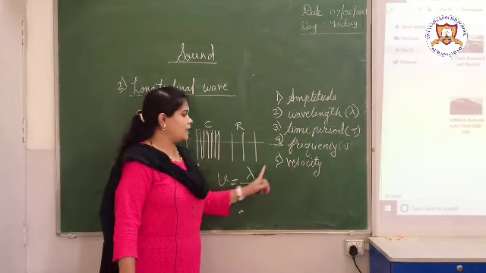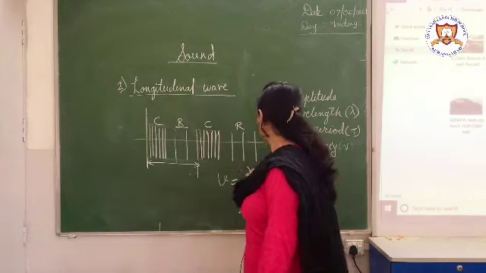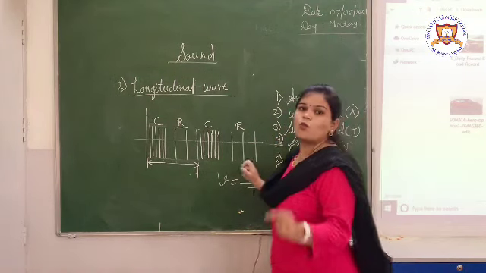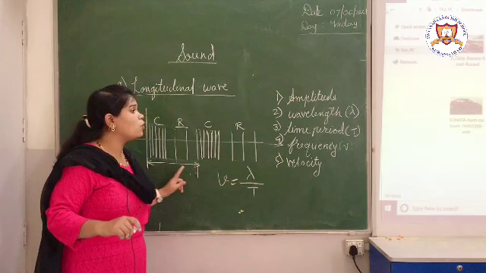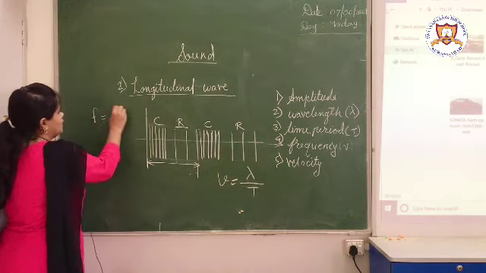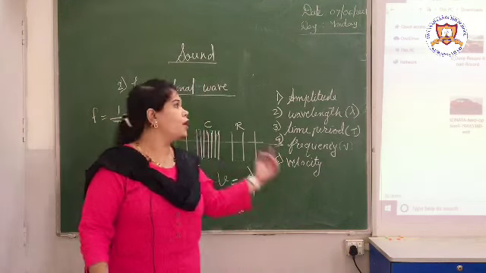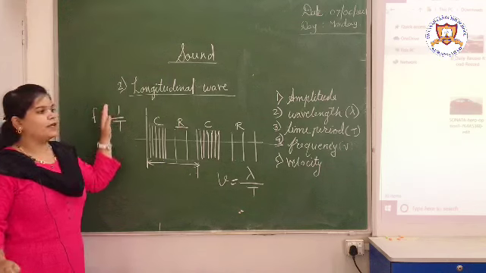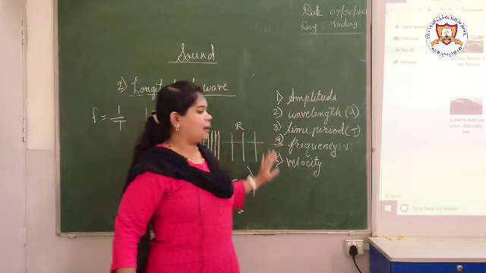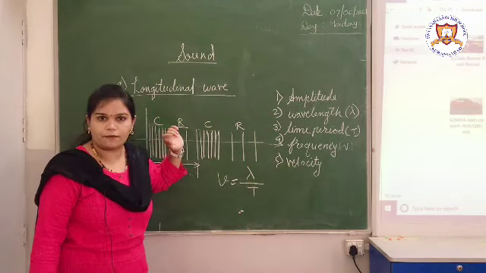So 1 upon T is nothing but the frequency. Here in this case, the sound wave has a wavelength and a time period. So 1 upon T is nothing but the frequency. Always remember, students, that frequency is equal to 1 upon time period. It is the reciprocal of the time period. So frequency is equal to 1 upon T. So these are all the parameters of this longitudinal wave, which is a sound wave.